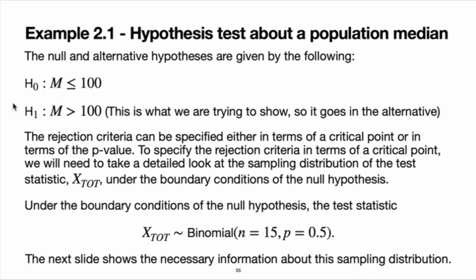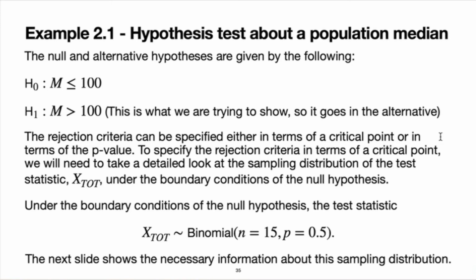Okay, so here are the null and alternative hypotheses for the test. Notice that the alternative says the median is greater than 100. That's what we're trying to show, and so it goes in the alternative hypothesis. The opposite of that, the logical complement, goes in the null. So the null hypothesis is that capital M is less than or equal to 100.